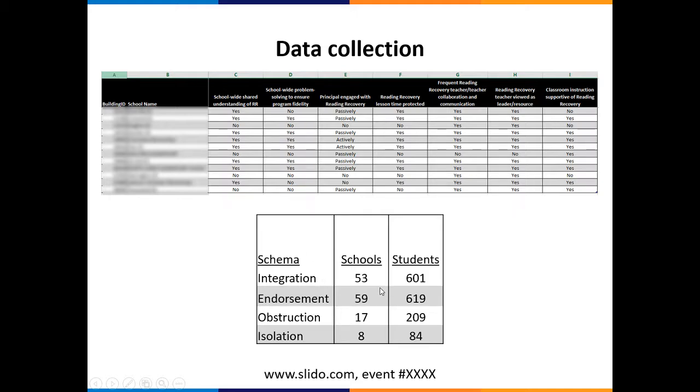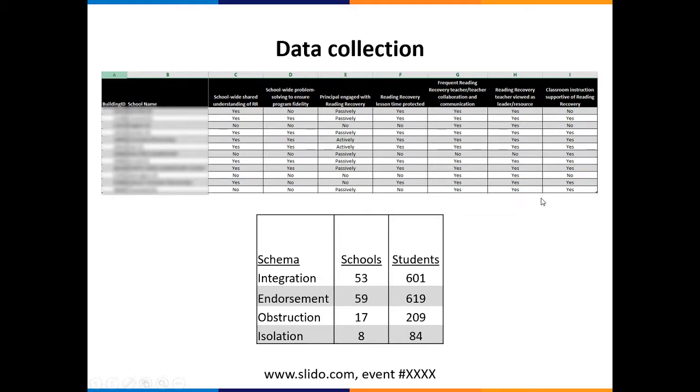If we look down here at this table, it's showing, of all the schools that I got data back on, how many fell into each category, schema of implementation. For example, 53 of the schools that teacher leaders responded on fell into the integration category, all the way down to 8 schools falling in the isolation category. And this is the number of students used in each of these samples to do our calculations.